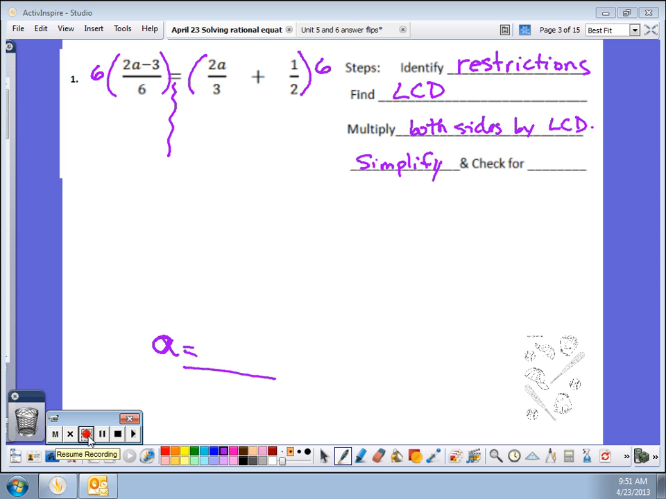So, if we multiply by 6 on this side, some students are going to want to do this. Oh, 6 times 2 is 12a. 6 times 3, 18 over 6. What do you think? Is that a good idea or a bad idea? Bad idea. What would be maybe a better idea? It's not wrong. It's just you could do it a lot easier. How could we do that more easily?